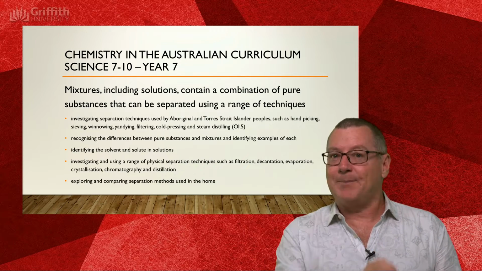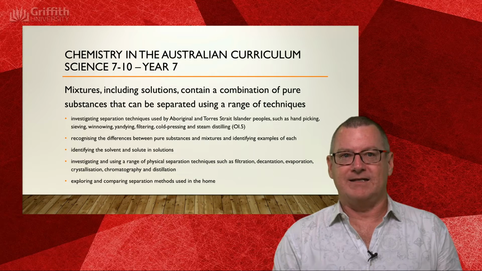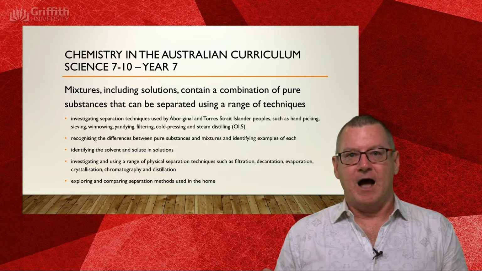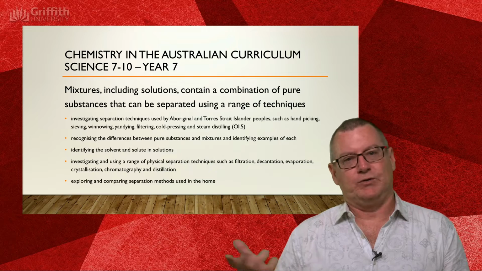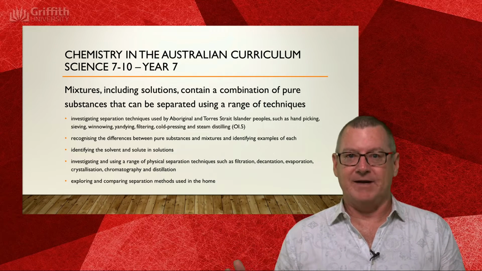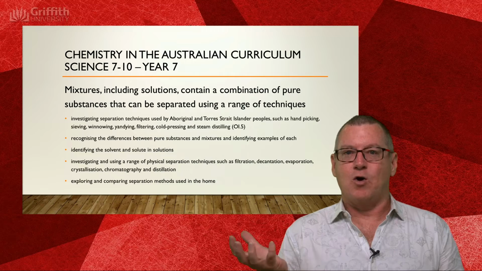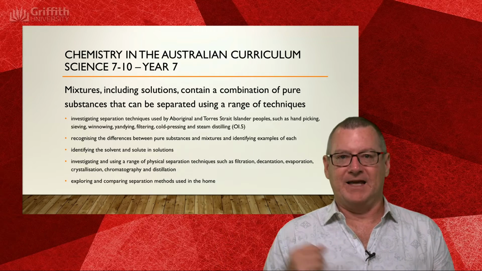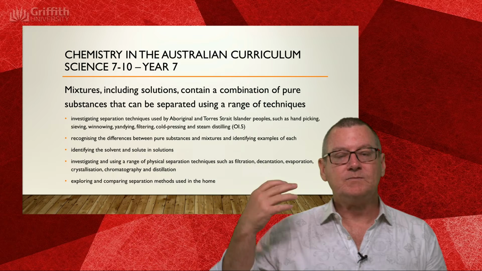So hand picking is a separation technique. It's a way of separating out different kinds of things. Sieving, so smaller things from bigger things. We sieve flour to get rid of lumps or break up lumps. We use filtration of various kinds. So a sieve is a coarse filter, but you could use filter paper for a finer filter that gets smaller particles out, and so on.